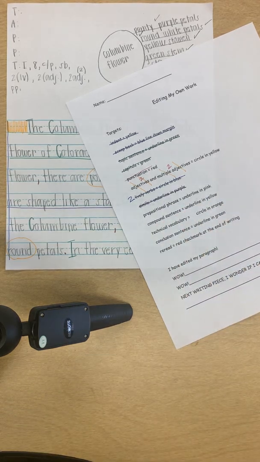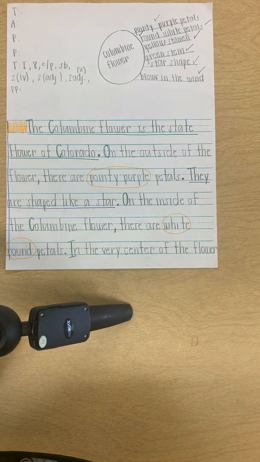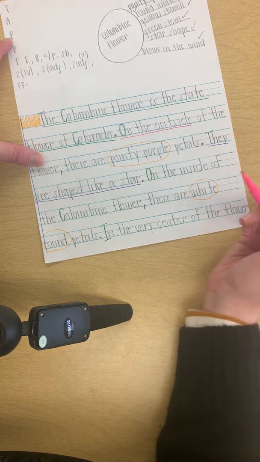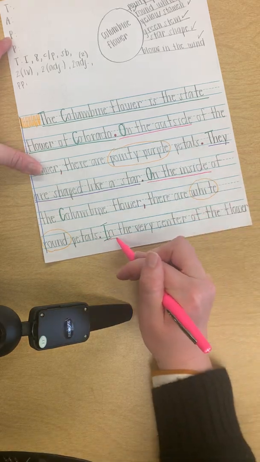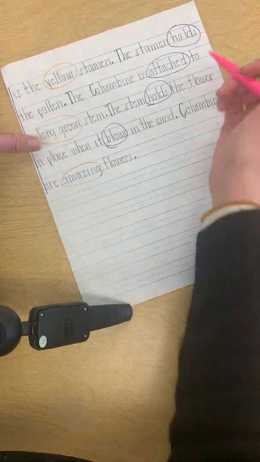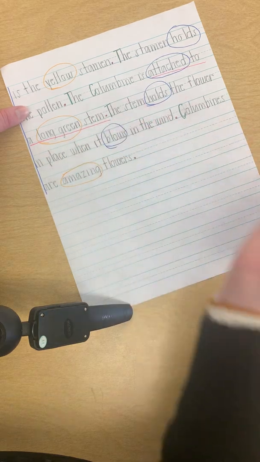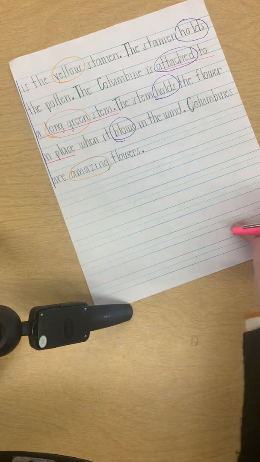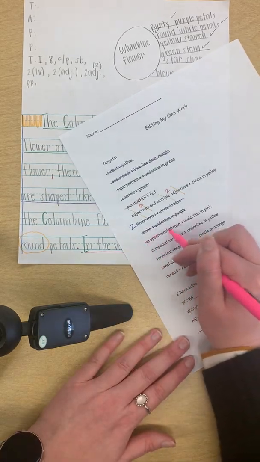The next one is my prepositional phrase in pink. So that's where something is located. So on the outside, on the inside, in the very center, attached to a long green stem, holds the flower in place. So I have plenty of prepositional phrases, so I'm going to cross that out.